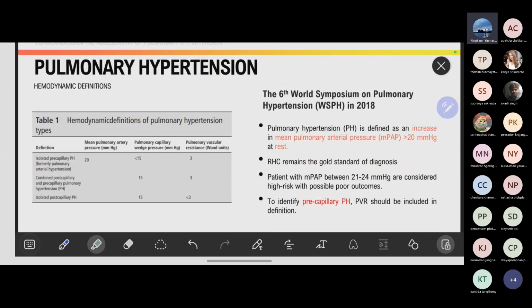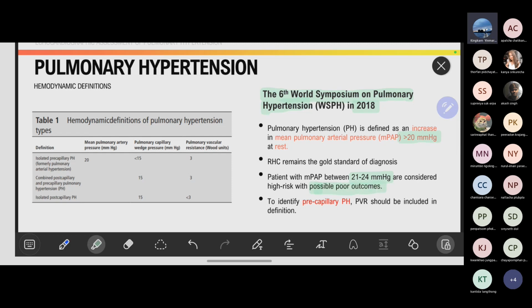And this recommendation is from the Sixth World Symposium on Pulmonary Hypertension, or WSPH, in 2018. Pulmonary hypertension is defined as mean pulmonary artery pressure greater than 20 millimeters of mercury in a lying position, with a mean pulmonary artery pressure between 21 to 24 millimeters of mercury considered a high risk patient with a poor outcome.